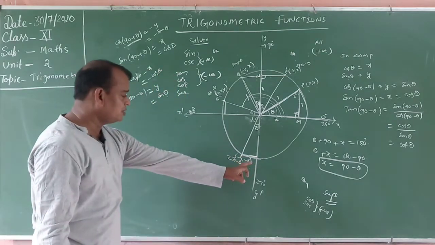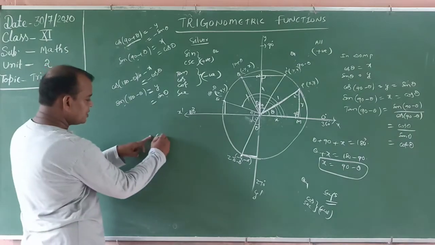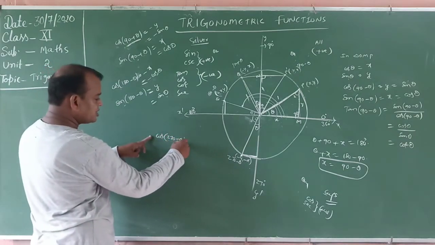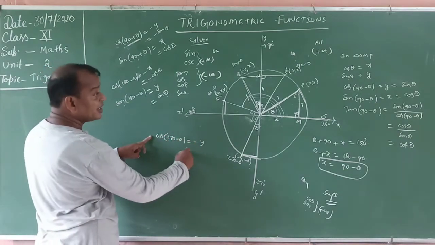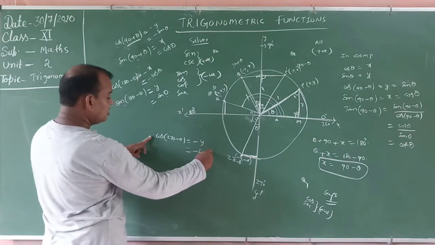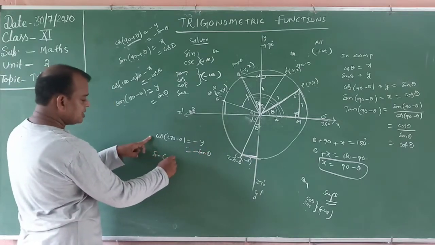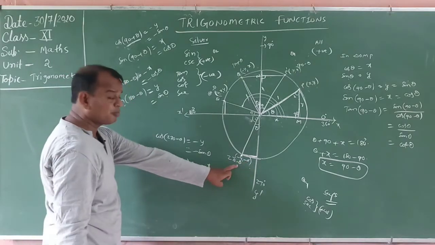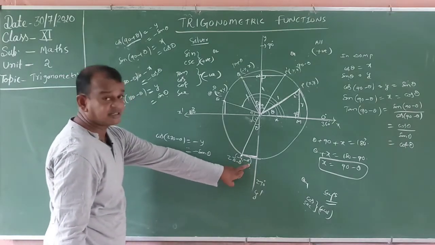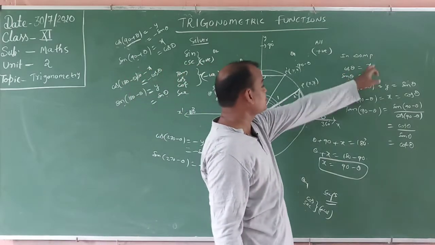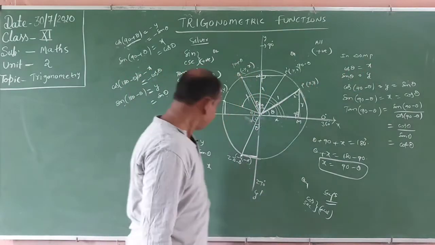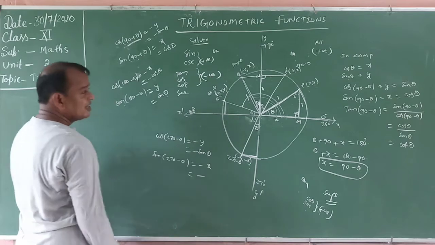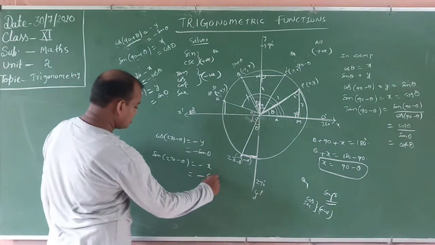This is the cos value, this is the sin value. Cos of 270 minus theta is equal to minus y. What is minus y? Minus sin theta. Sin of 270 minus theta is equal to minus x. For 270 minus theta, you apply cos and sin. The first value is cos theta, the second value is sin theta. Now this is equal to minus x, which means minus cos theta.